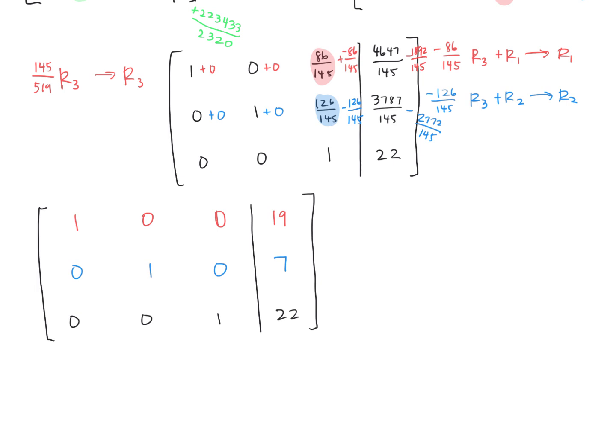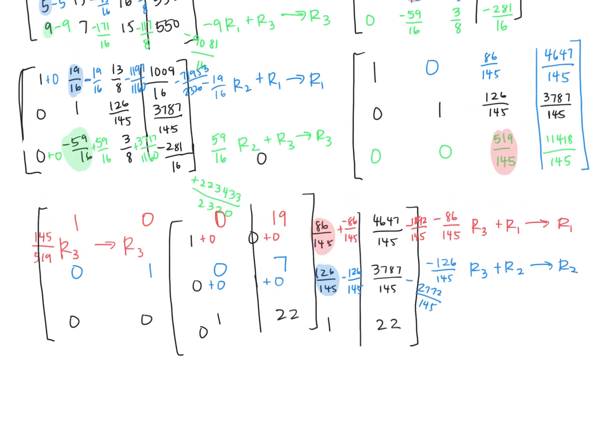So your matrix now, the left portion or the coefficient matrix, is an identity matrix now. So we have 1s along the diagonal, 0s everywhere else. And then we have our solutions 19, 7, and 22. So 19, 7, and 22. I'm going to go back up to the beginning.